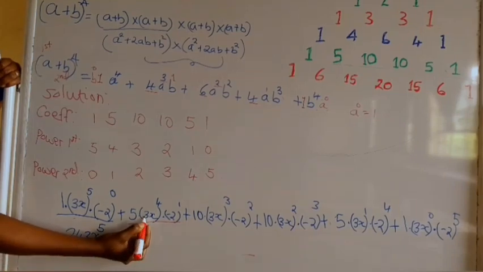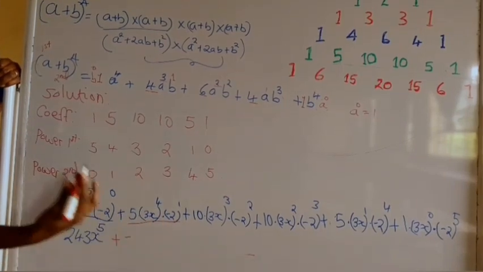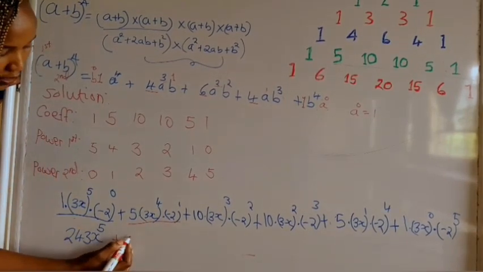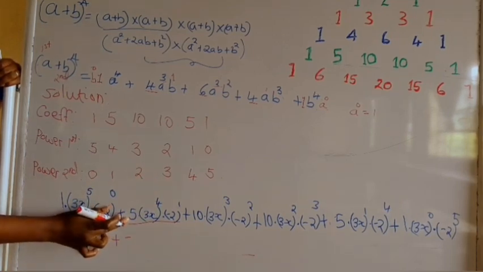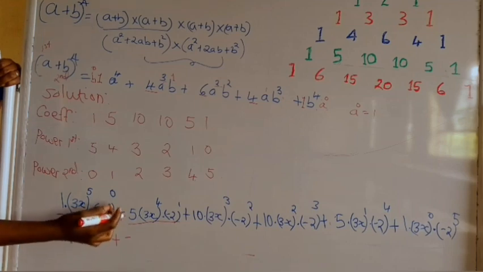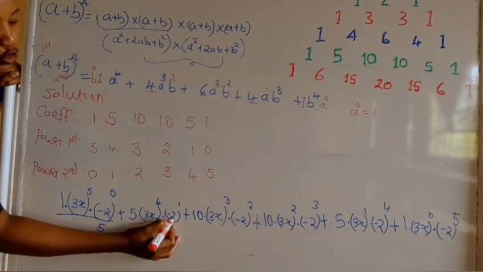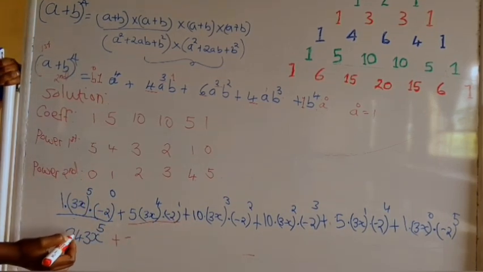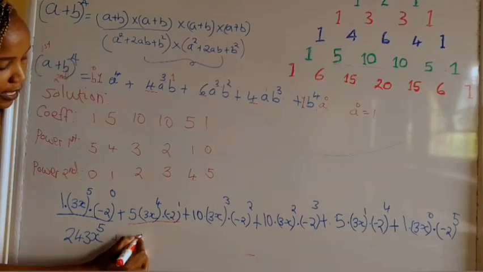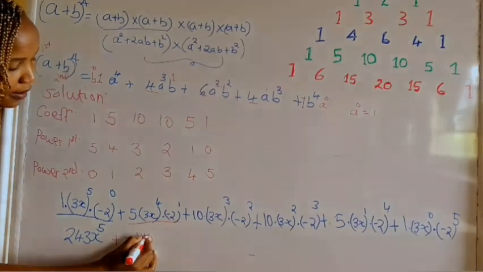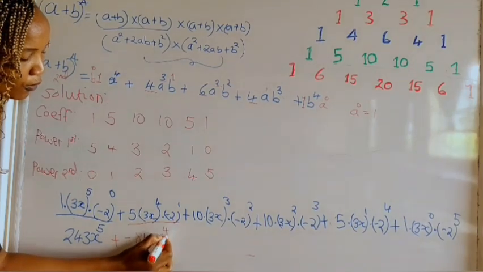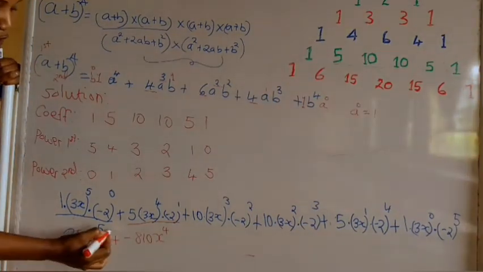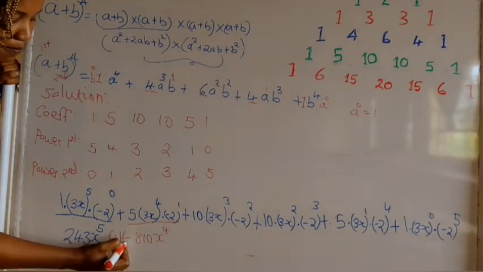So 3 power 4, what do we have, my friend? 81. Then what is 81 times 5? 405. Now times 2. 810. And remember, x is to power 4. Nice. So we have plus and minus.